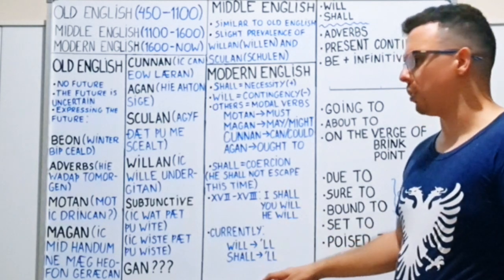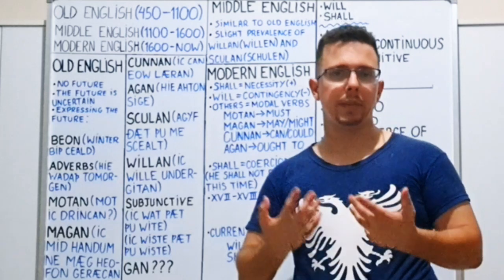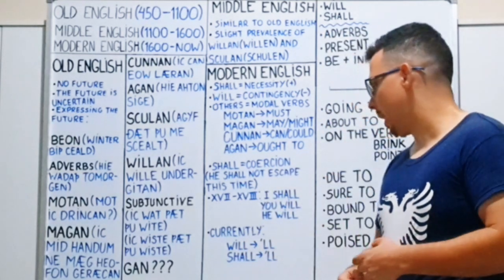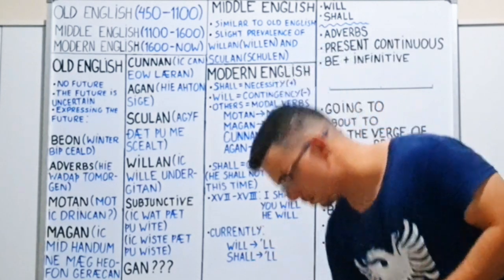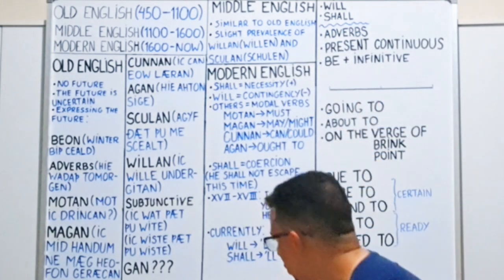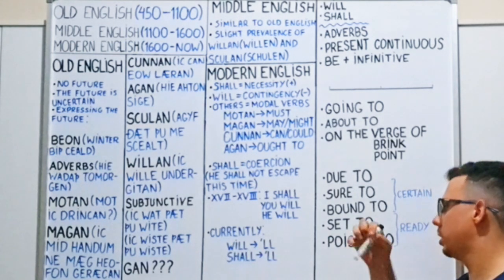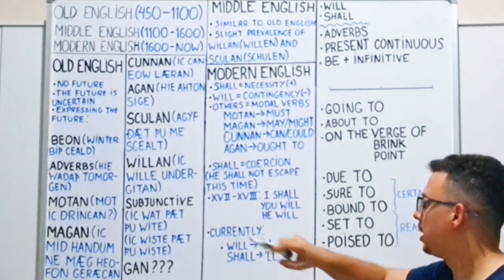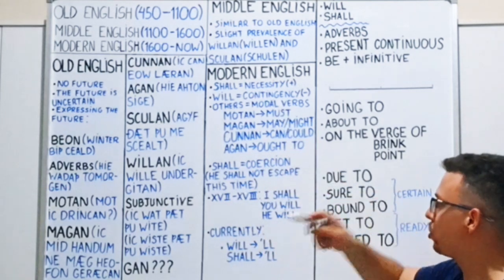And then something else happened, and that's reductions. We have a lot of reductions when we speak, and we reduce words all the time. And notice this thing right here. Let me show you very carefully. We have will, right? Will is one of the two verbs we have for the future.